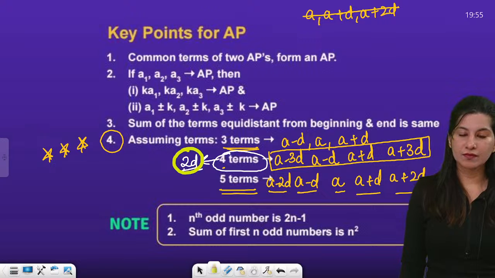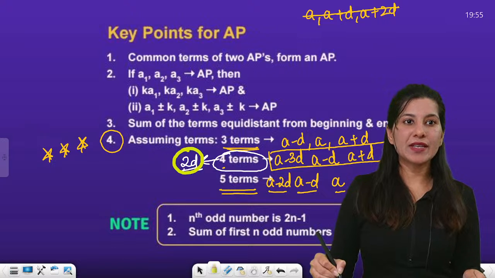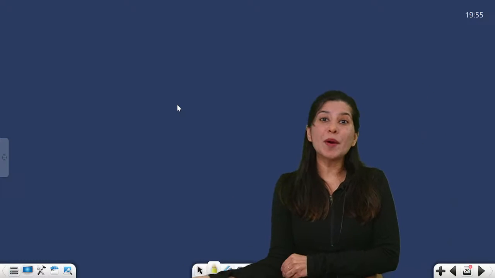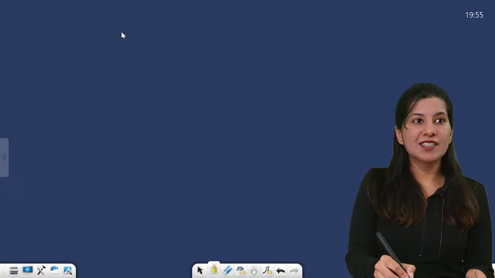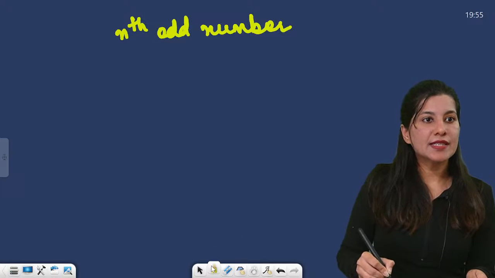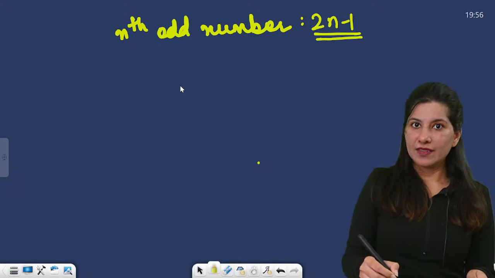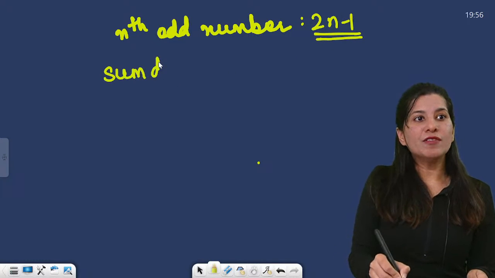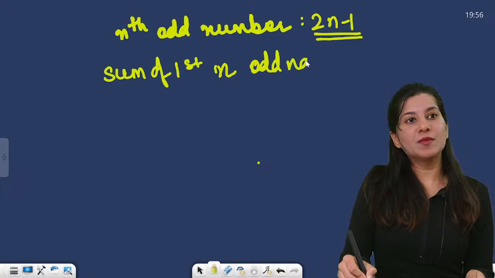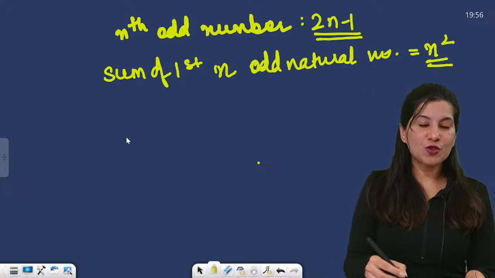Now, two important notes I want to tell you: the nth odd number is 2n minus 1. Understand that, I need to talk about odd numbers. So, the nth odd number is 2n minus 1, right? And the sum of the first n odd natural numbers, very interesting, is equal to n square. Let me just show you what I am trying to say.